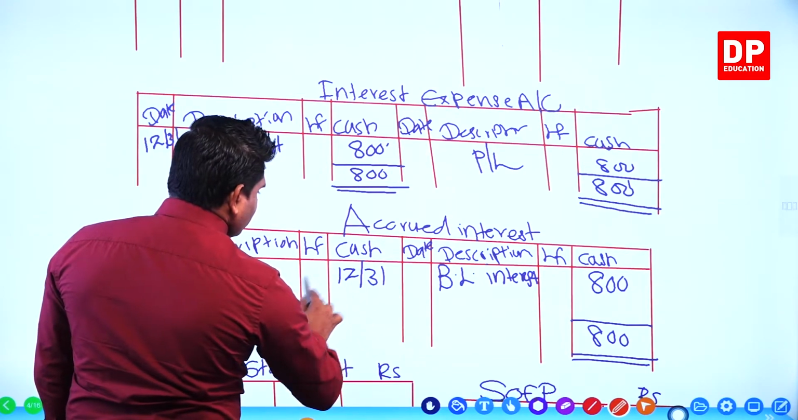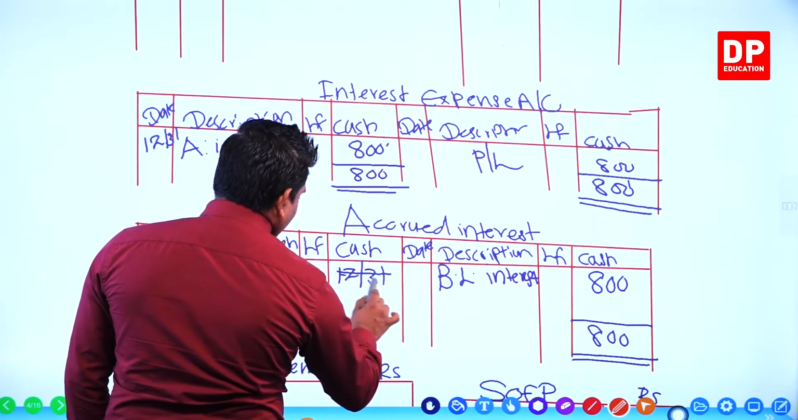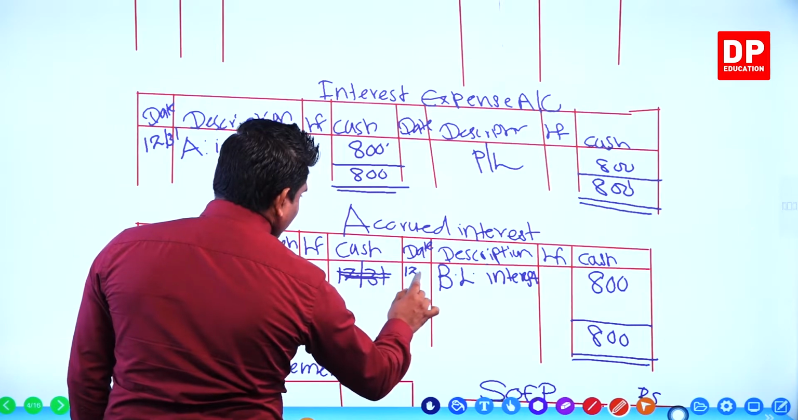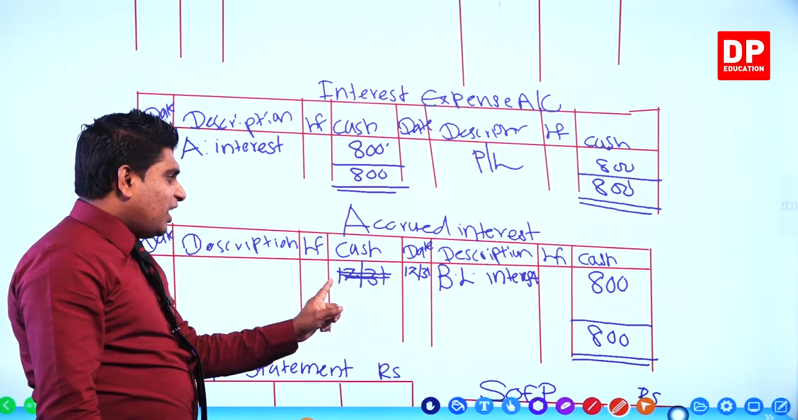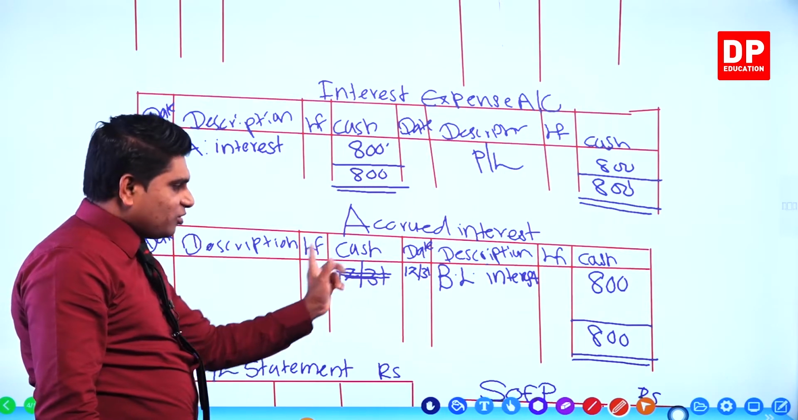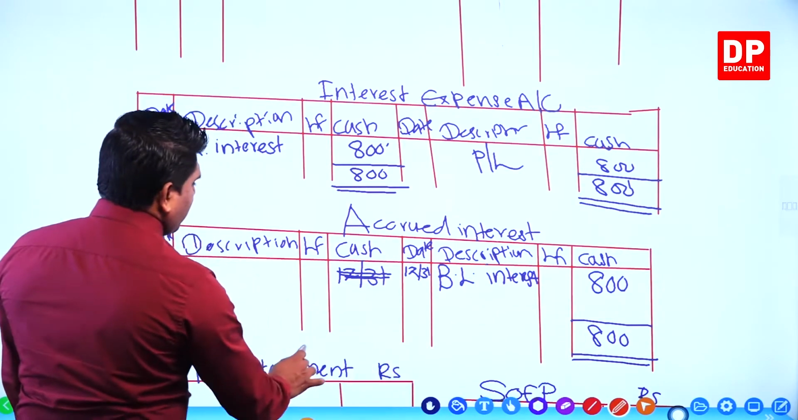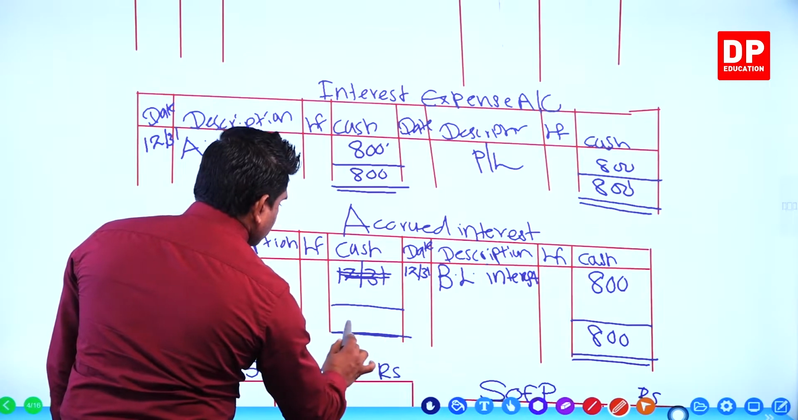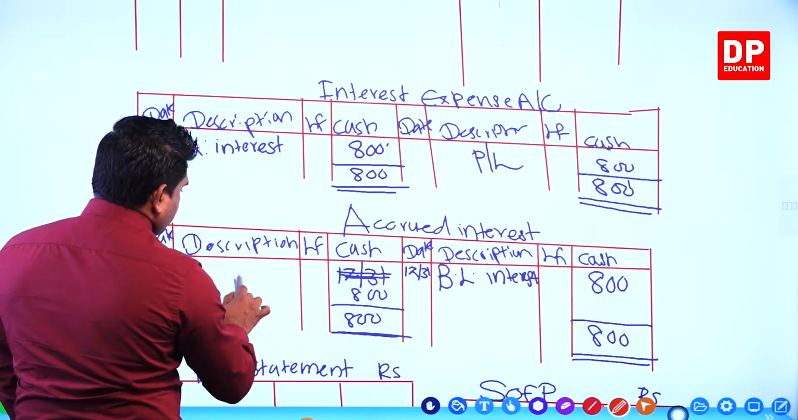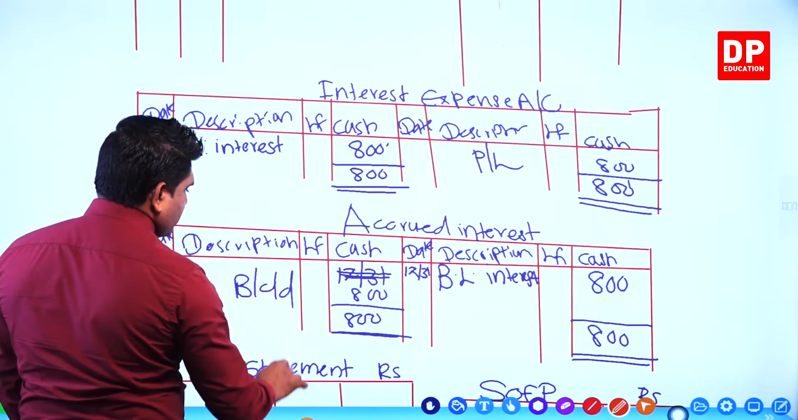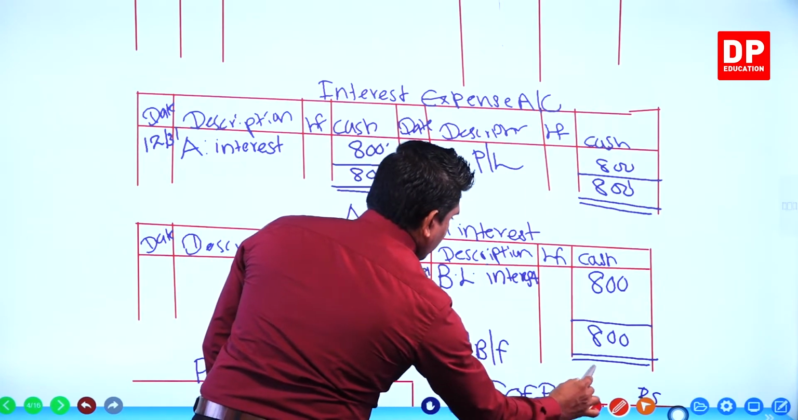Here, is this the date column? No, it is the cash column, right? You cut it, you remove this. It should come here, 12/31. Change it here. This is a cash column, so I put it into this column by mistake, so I cut it now. It goes to the date column. Then here 800 rupees. 800 rupees. Balance carried down. Balance brought forward 800.